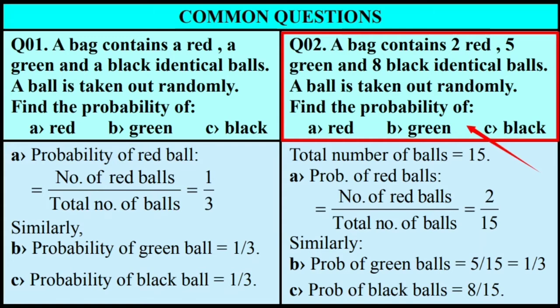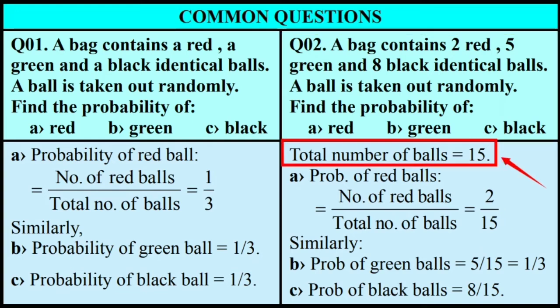Let's take another question. Question number 2. A bag contains 2 red balls, 5 green balls, and 8 black balls. A ball is taken out randomly. Find the probability of a red ball, a green ball, and a black ball. Since the total number of balls in the bag is 15, all possible outcomes equal 15.